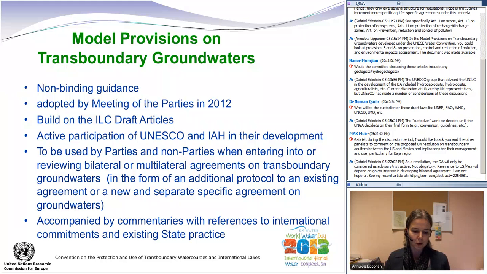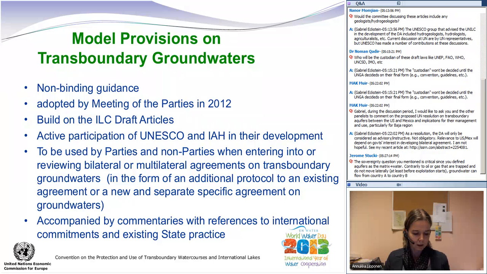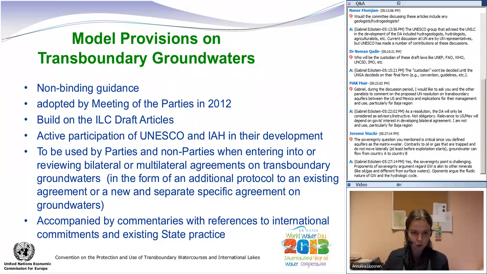So the purpose of the model provisions is that parties and non-parties could apply them when they develop specific agreements on transboundary groundwaters, or if upon review they would like to complement an existing agreement with a protocol on transboundary groundwaters, for example. So they are really to be adapted to the particular case of cooperation and the setting with groundwater resources. And I'll just mention a few provisions from there, or say a few words very concisely.